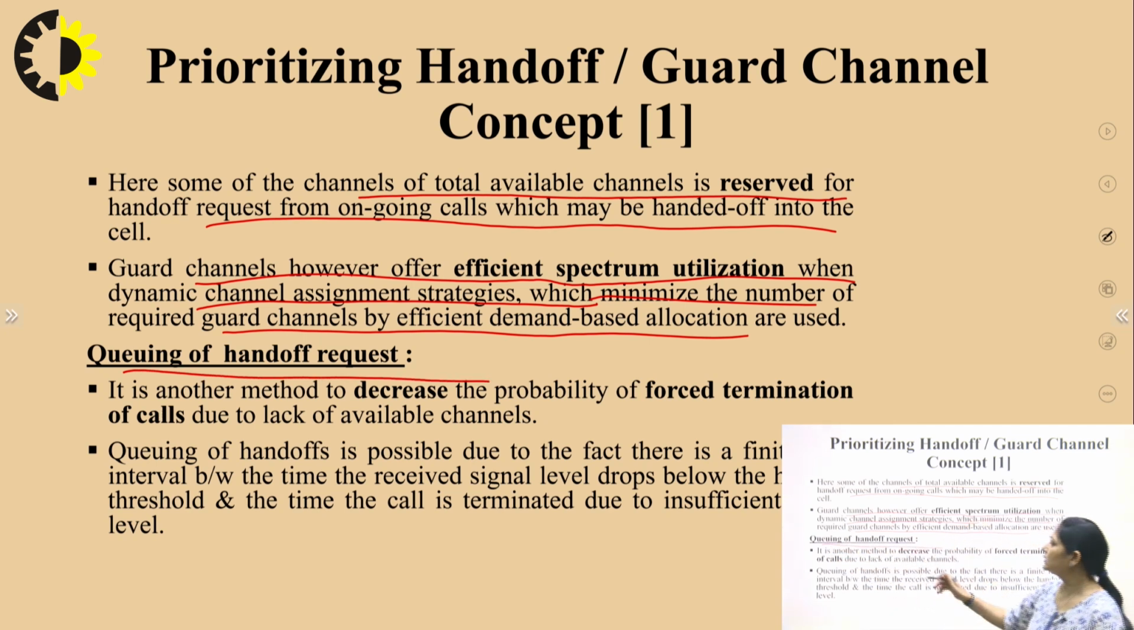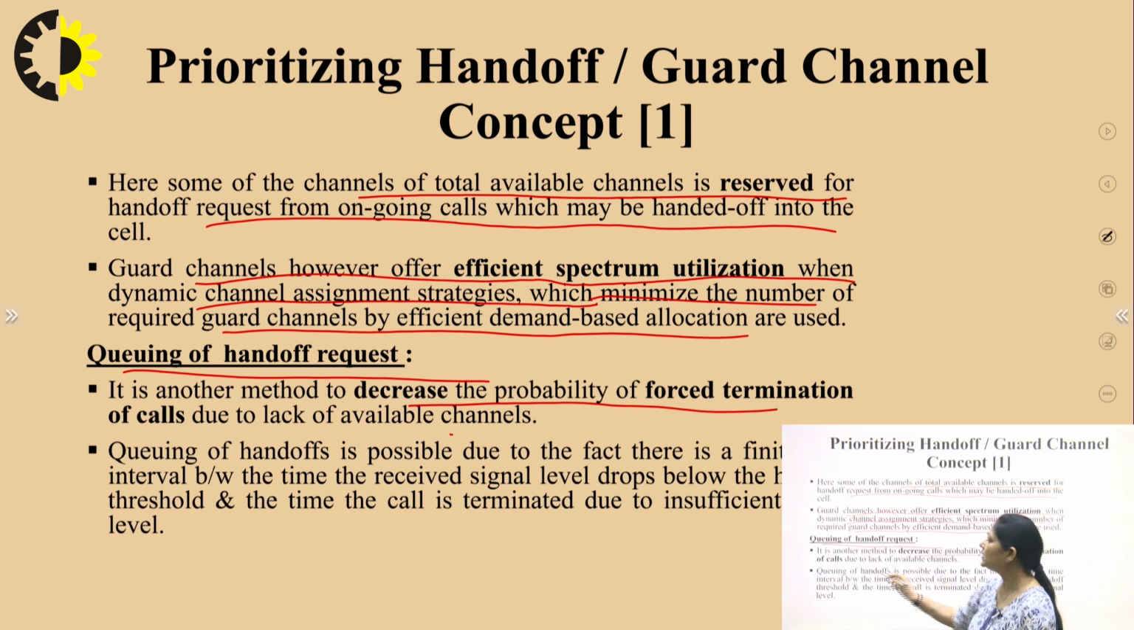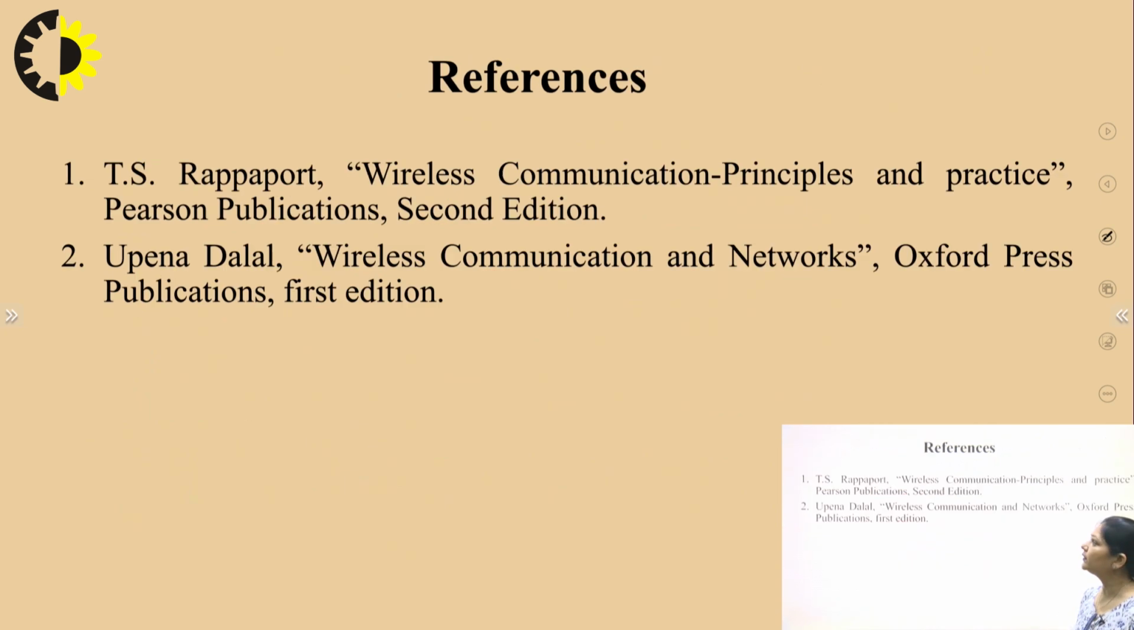Another method to decrease the probability of forced call termination due to lack of available channels is queuing of handoff requests. This is possible due to the fact that there is a finite interval between the user asking for handoff and the handoff occurring. He will be kept in the queue until the handoff occurs. So it's not that the second cell into which we are moving will immediately say that it does not have any frequency. It will keep that user in the queue until the handover procedure has taken place. So this is about prioritizing handoff and queuing.